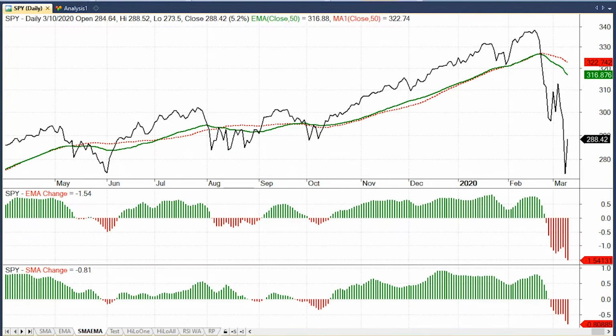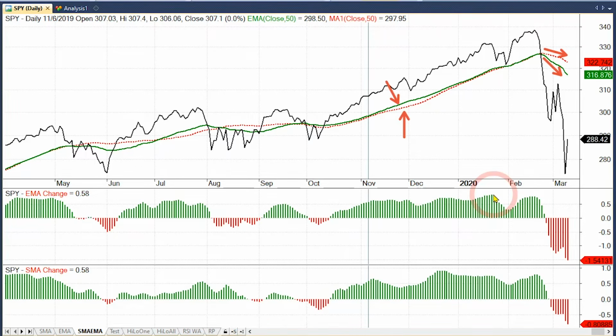All right, so now I'm going to move over to AmiBroker because I want to show you the difference between an EMA and an SMA. And I've got the S&P 500 SPDR here with the 50-day EMA in green and the 200-day SMA in red. And you can see that the EMA green has turned down sharply over the last 3 weeks. And the SMA, a couple days later, turned down as well, but that downturn has not been as sharp. And that's the biggest difference.